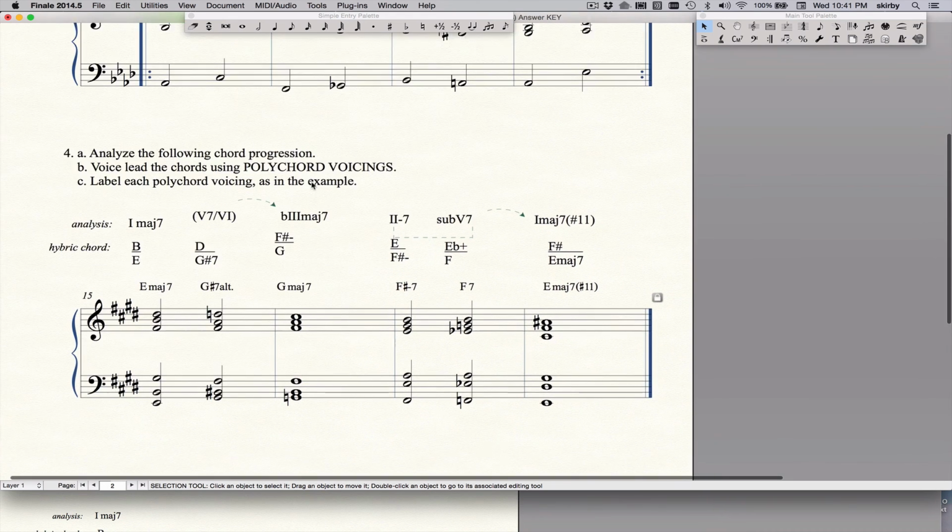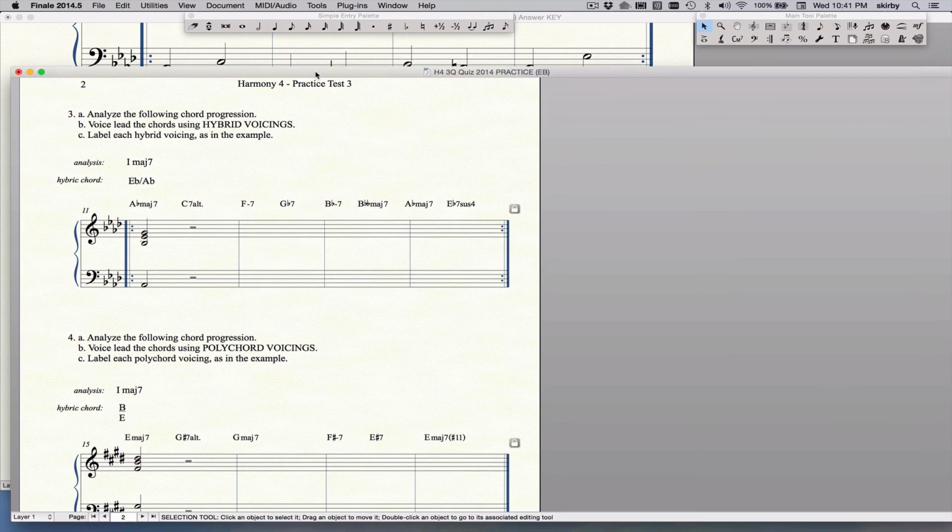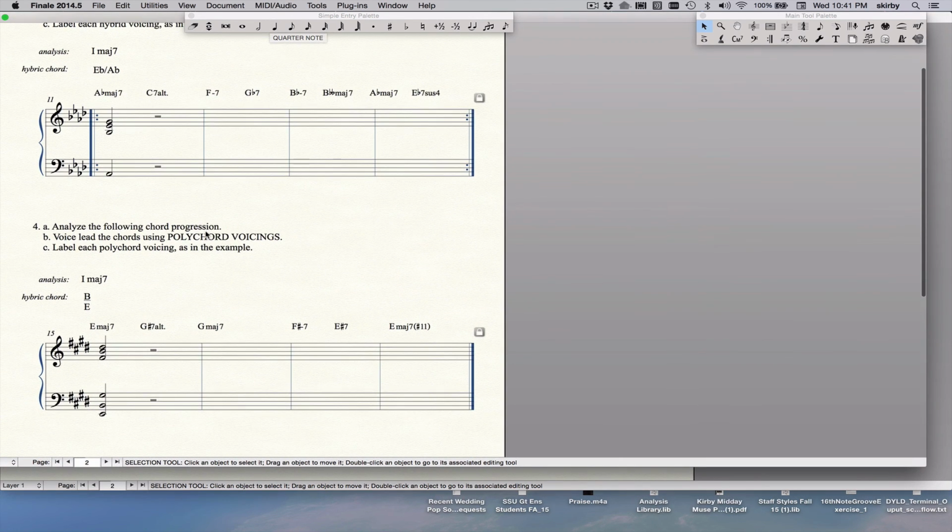Okay, polychords. Polychords, you just got to remember that the lower structure is all chord tones, no tensions. The upper structure is at least one tension, no void notes. You can use your knowledge of hybrids to get polychords.